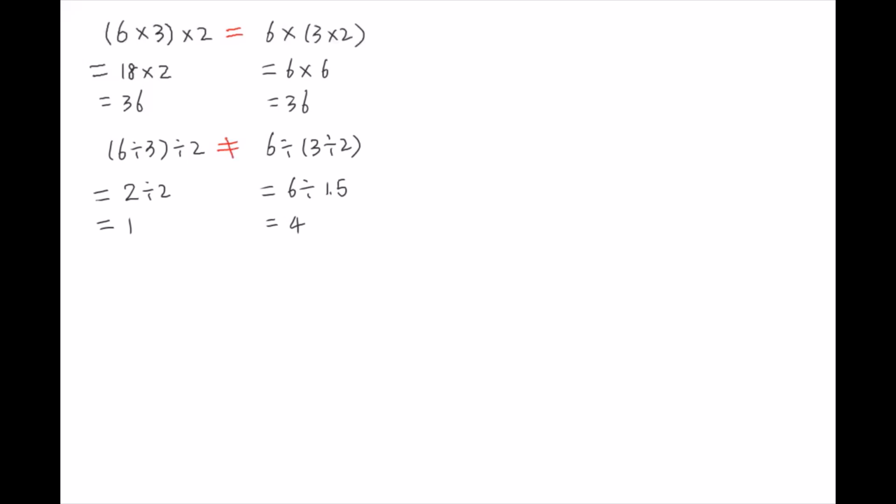We know that dividing by a number is identical to multiplying by the reciprocal of this number. So this expression of division can be written as an expression of multiplication: 6 times 1/3 times 1/2. Since this expression is multiplication, we can use the associative property to regroup the numbers.